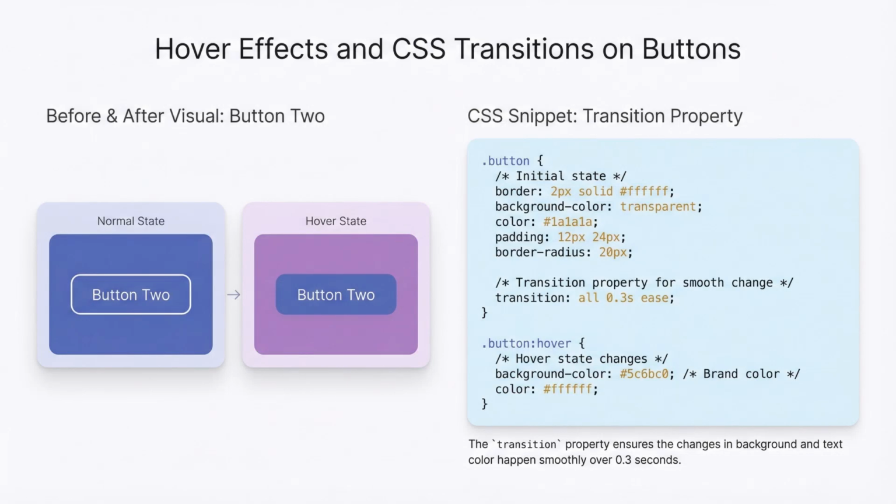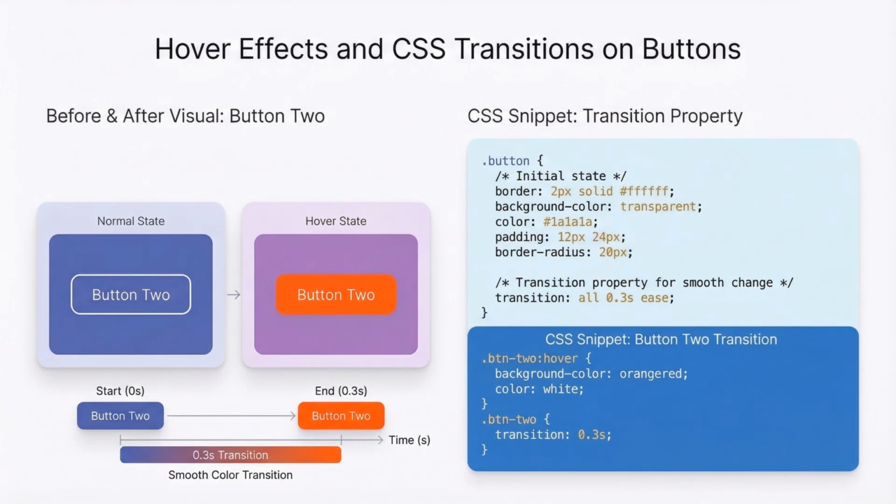To make button 2 interactive, a hover state is added using the :hover pseudoclass. On hover, the background color changes to the brand color and the text color switches to white, the inverse of the default state. The transition property is added to make this change animate smoothly rather than snap instantly. A value of around 0.3 seconds gives a clean, professional feel without being too slow.